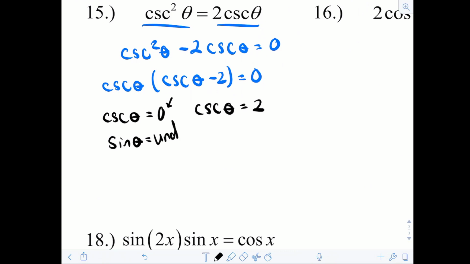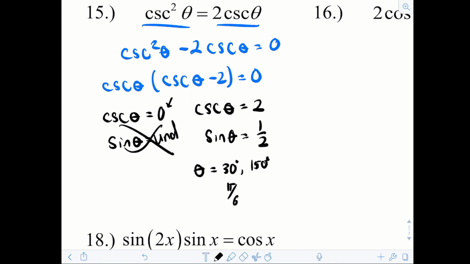Now, there is actually no value that I could plug in for sine that would give me undefined, so that's out. Next one, I would say sine of theta is equal to the reciprocal of 2, which is 1/2. And now I definitely know that value, which is going to be 30 degrees, and then 150. But remember, we're talking in terms of radians. So it's going to be pi over 6 and 5 pi over 6. Those are the values I need.